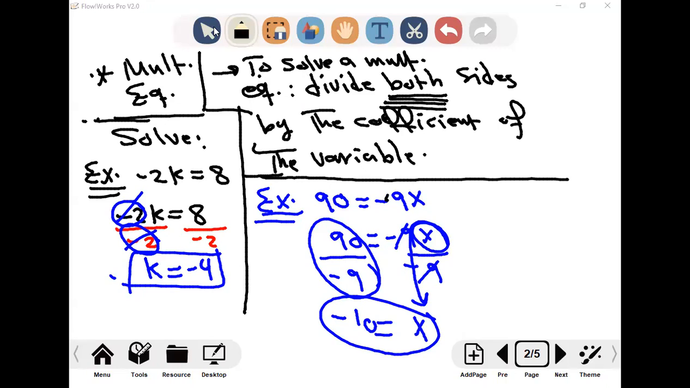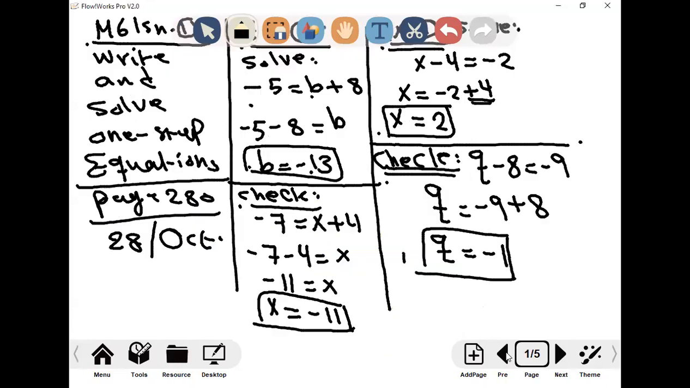Yes, mister, I have 2 questions. The subtracting equations and how to check. I didn't understand how to check and the subtraction. Subtraction equation: replace Q by the answer. What is it? Negative 1, right? Negative 1 minus 9 minus 8. How much? Equals negative 9. So to check, just replace the variable by its value and calculate.